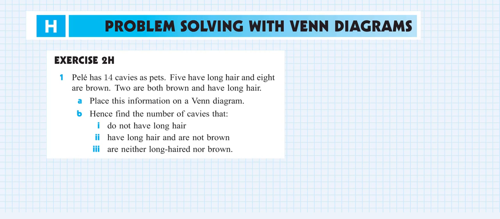Pele has 14 KBs as pets, 5 have long hair and 8 are brown. 2 are both brown and have long hair. Place this information on a Venn diagram. So how does Pele make groups here? 14 KBs with long hair and brown hair.